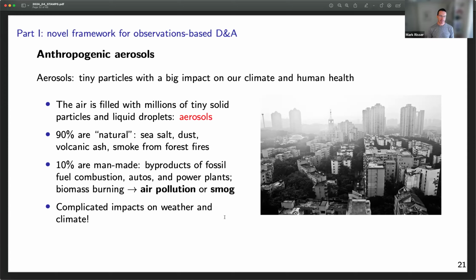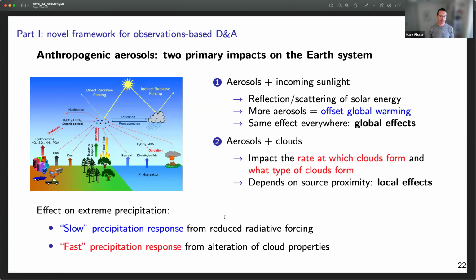These obviously have very large impacts on weather and climate. They also have a huge impact on human health. But again, it's much less clear exactly how they are influencing, especially when we're talking about extreme precipitation. But there are two things that we would expect, two primary impacts on both the Earth system as a whole, but also rainfall specifically.